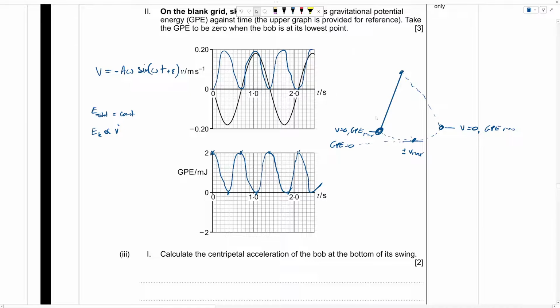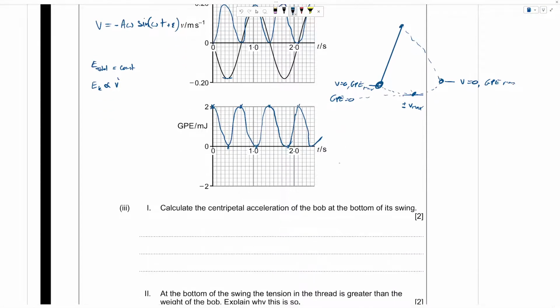The important thing to note really is those key points. Just kind of getting your head around the idea that the GP is going to be a maximum when the velocity is 0, and that the GP is going to be 0 when the velocity is a max or min. So yeah, getting those points marked onto the graph kind of gives you an inkling as to the general shape.